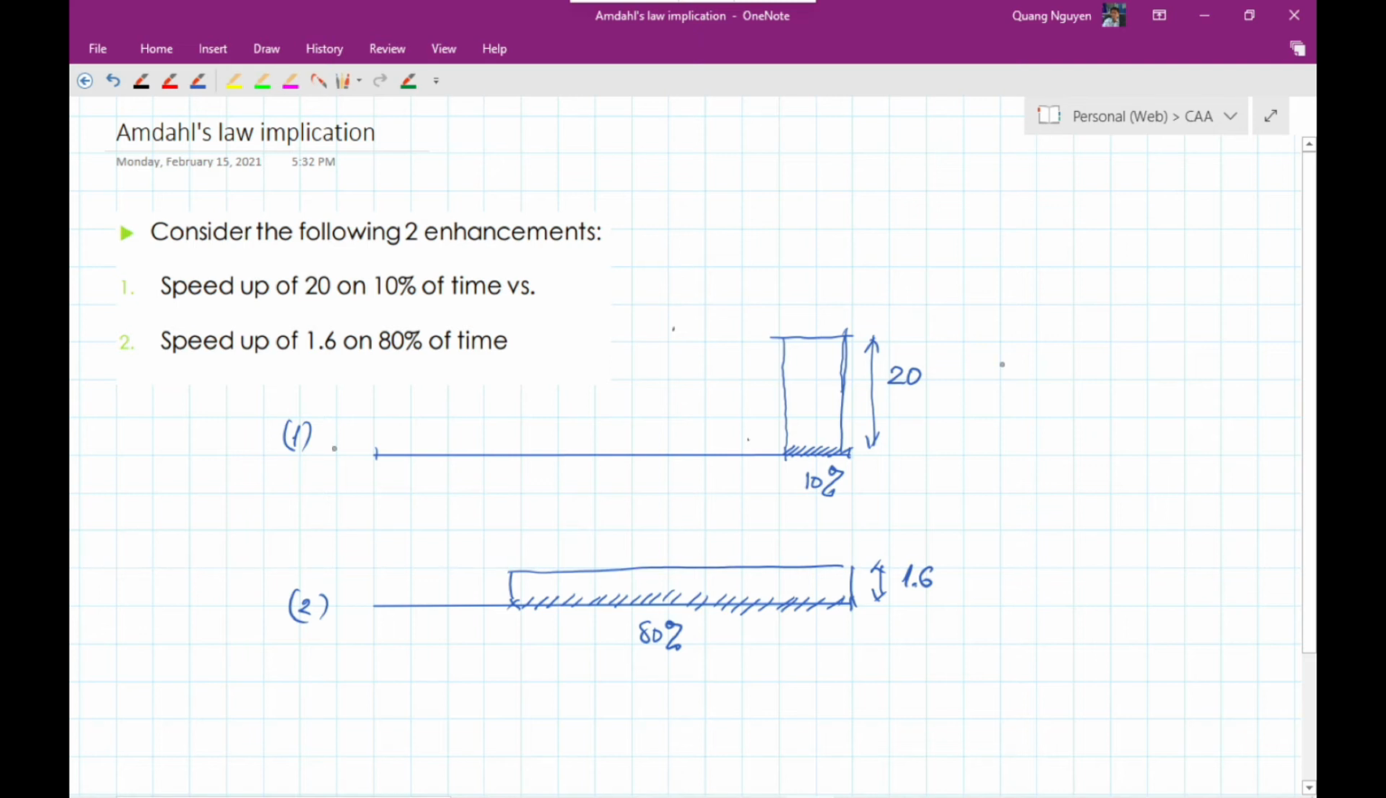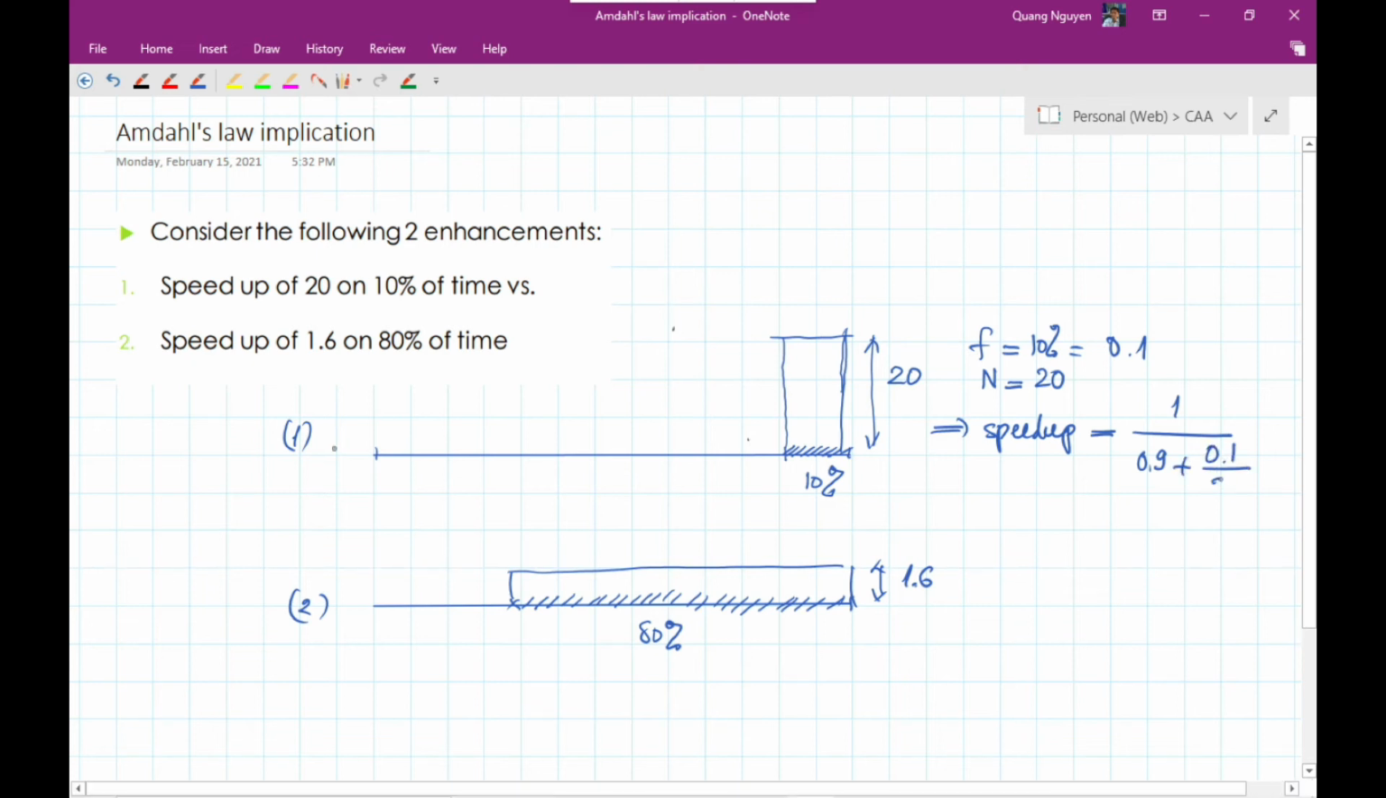Okay, so for the first one, we have F equal to 10%. That means 0.1. And N, the enhancement in this case, is 20. So the speedup in this circumstance equals 1 over (1 minus F, which is 0.9, plus 0.1 over 20). Right? And this equals 1.105. This is the speedup.